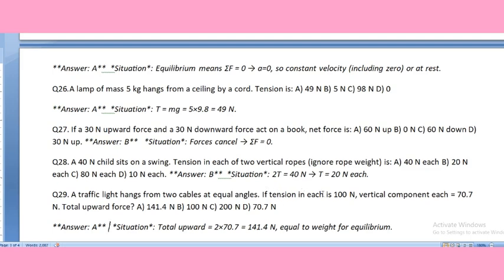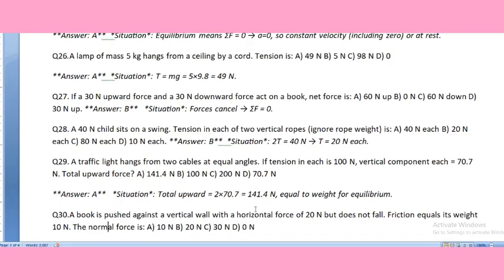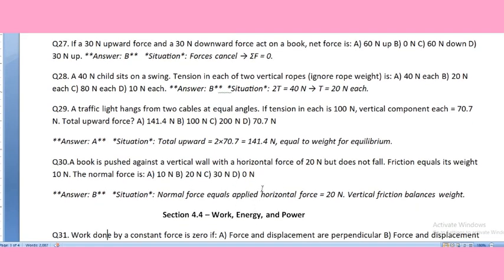A traffic light hangs from two cables at equal angles. If the tension in each is 100 Newton, the vertical component of each is equal to 70.7 Newton. The total upward force is equal to choice A, 141.4 Newton, B, 100 Newton, choice C, 200 Newton, choice D, 70.7 Newton.